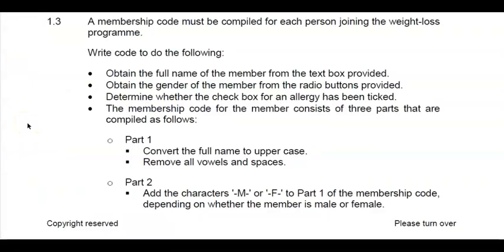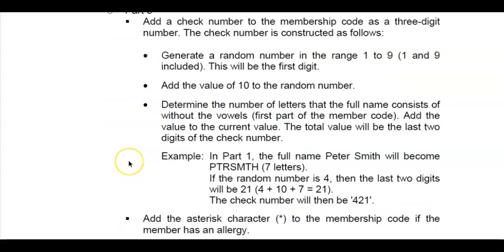In question 1.3, you are supposed to create a membership code for a person, and it's divided up in the questions with a part 1, 2, and 3. So the first part is asking you to convert to all capital letters and remove all the vowels and spaces. Then you have to add whether they are male or female to the membership code. This here is the third part of the membership code.